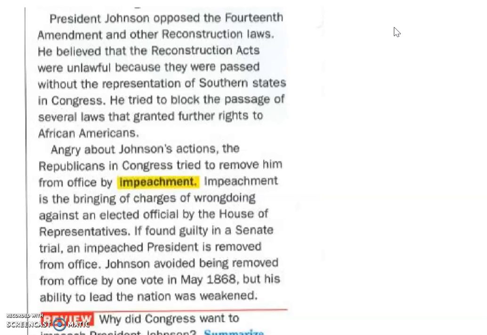Impeachment is the bringing of charges of wrongdoing against an elected official by the House of Representatives. If found guilty in a Senate trial, an impeached president is removed from office. Johnson avoided being removed from office by one vote in May 1868, but his ability to lead the nation was weakened. So now let's look at some important points of Johnson's plan.